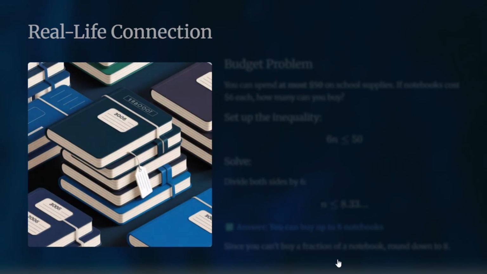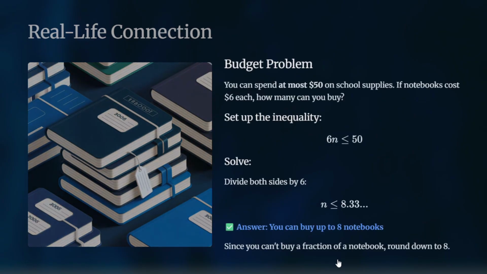So here's a real-life connection problem. You can spend at most $50 on school supplies. That means it has to be 50 or less. If notebooks cost $6 each, how many can you buy? So the first thing you'll want to do here is set up the inequality. Let's say that we use variable n for the number of notebooks. So 6n, which is $6 times the number of notebooks, has to be less than or equal to 50 because you can spend at most, that means it needs to be less than or equal to 50.